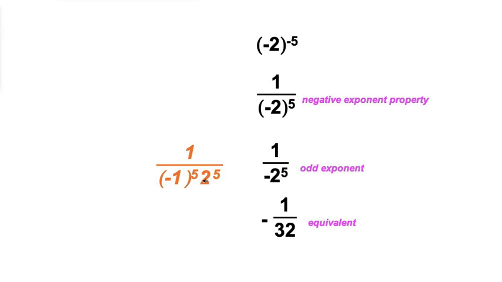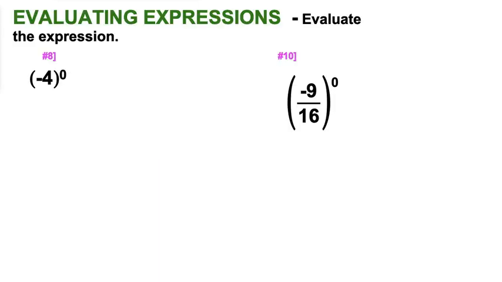So whatever I'm working on, if I've got an odd exponent and a negative base, that's going to give me a negative number. And since it's 1 over -32, I could just simply write that as -1/32. Okay, a little bonus on that one.